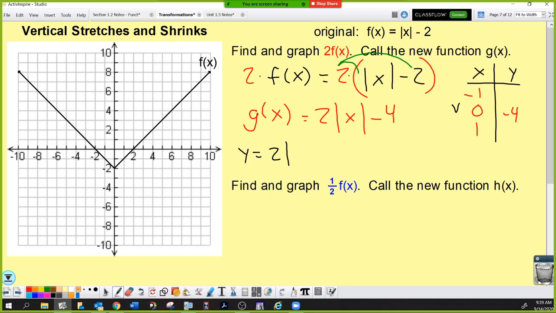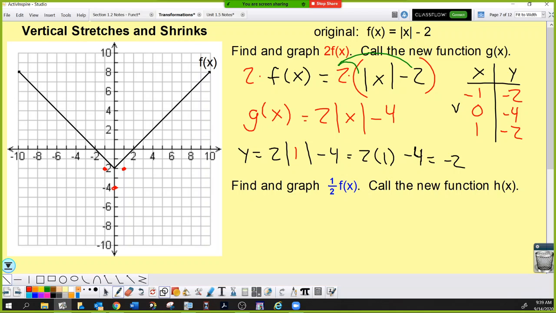So you're going to drop a 1 where the x is, and then subtract 4. Well, 1's already positive, so that just says 2 times 1. And that gives you 2 minus 4, which is -2. The graphs are symmetric, so there's a -2 both here and here. Let's plot those things, and we're going to call that one G. 0, -4, 1, -2, and -1, -2. Connecting our dots to the best of our abilities.